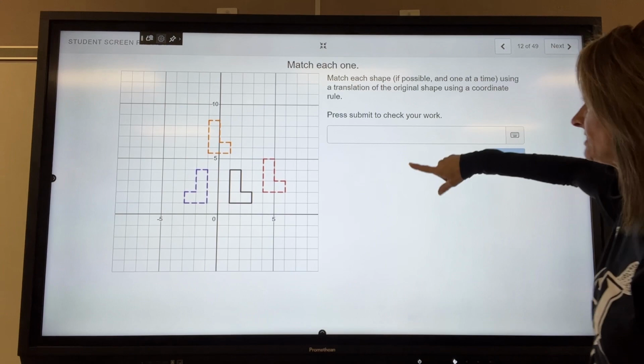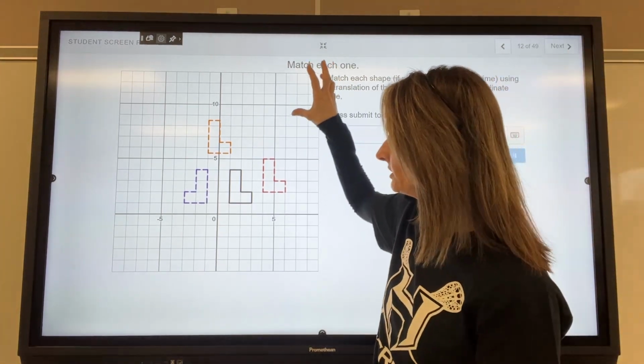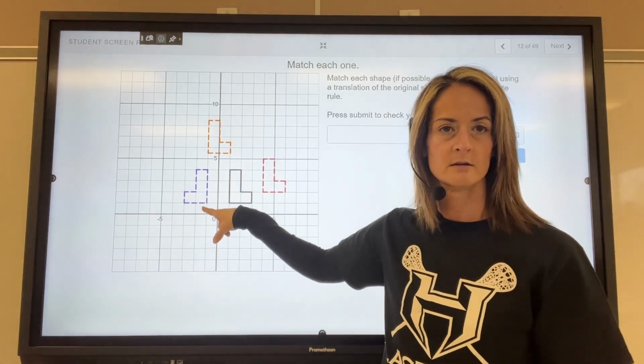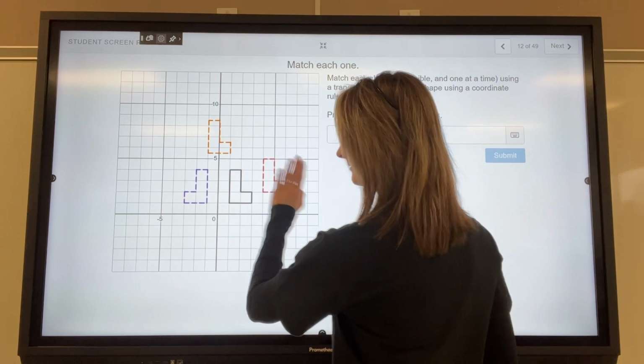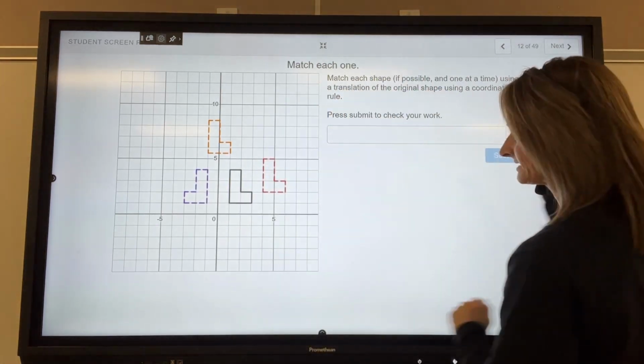Now see if you can match these. See if you can write a coordinate rule to match the red one, to match the orange one, and then we're not gonna be able to do that purple one, are we? That's gonna be a flip, it's gonna be a reflection, which is a different lesson. And I think that's slide 12.